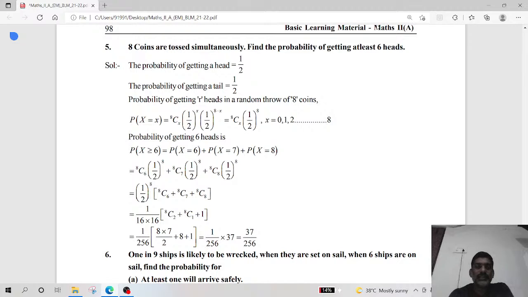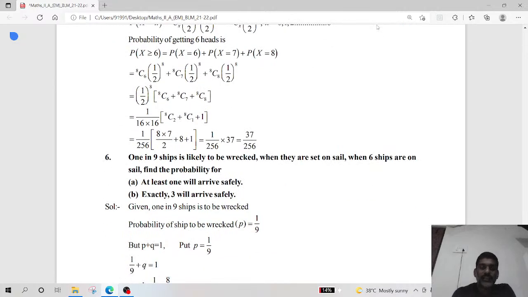For the probability of getting at least 6 heads, x must be greater than or equal to 6. So P of x equal to 6, x equal to 7, x equal to 8. Write the formula and substitute the values: 8C6 (1/2)^8, 8C7 (1/2)^8, 8C8 (1/2)^8. Because p and q values are the same, we always get 1 by 2 to the power 8. Then we get 37 divided by 256, right?